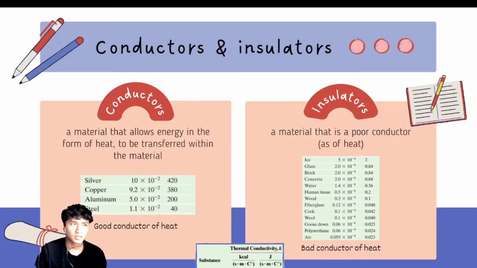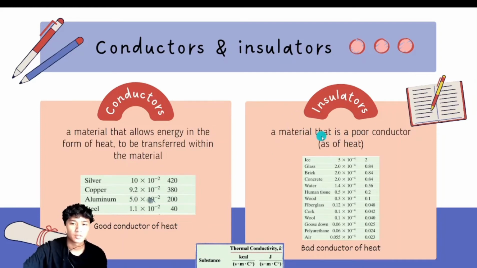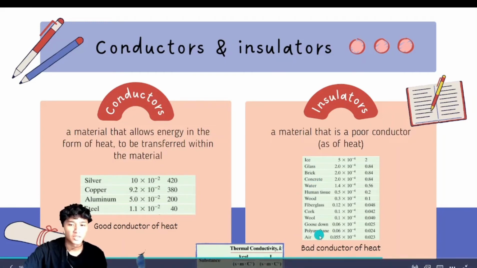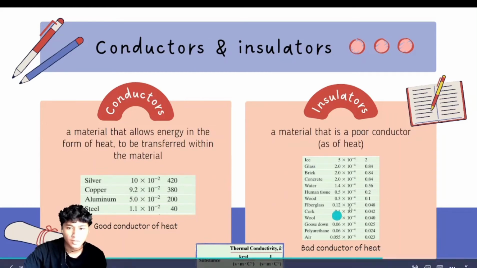During heat conduction, it also depends on the material of the object. Conductors are materials that allow energy in the form of heat to be transferred within the material, for example silver, copper, aluminum, and steel, as you see here. They are good conductors of heat. And insulators are materials that are poor conductors of heat. You can see that we've got ice, glass, brick, concrete, water, and human tissue, which are bad conductors of heat. This value here is the thermal conductivity of the material, and it's labeled as k.